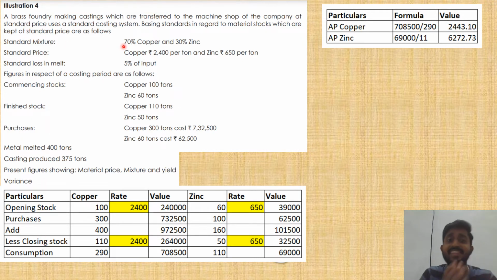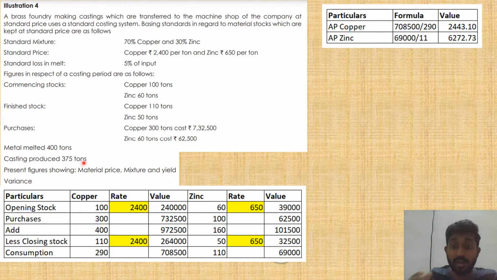The standard mixture is 70% copper and 30% zinc. The standard prices of copper and zinc are given. Instead of mentioning A, B, C, here it is more realistic. Copper and zinc are the components which will be mixed in the proportion to form the brass, which is given in the question. Standard loss is 5%. Next, commencing stock, which is opening stock, is given. Finished stock is given. Purchases is also given. For metal melted, 400 tons of metals are melted. Casting produced is 375 tons.